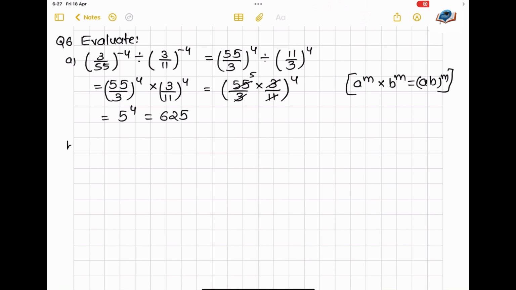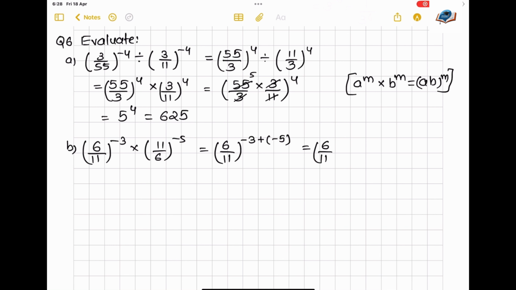Then B1 is 6 upon 11 whole raised to minus 3 into 11 upon 6 whole raised to minus 5. So this I can write as 6 upon 11 raised to minus 3, multiplies there, so plus minus 5. So this will be 6 upon 11 whole raised to minus 8 or 11 upon 6 whole raised to 8. Which identity I have used? A raised to m into a raised to n equal to a raised to m plus n.